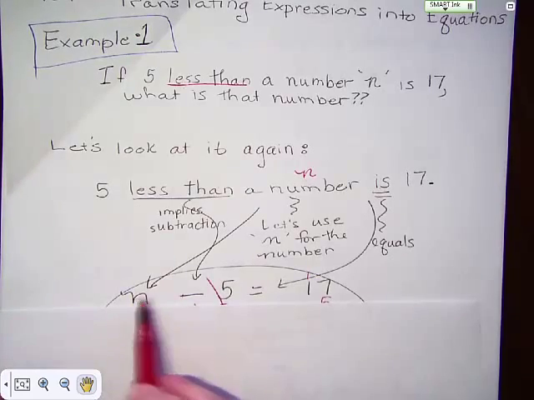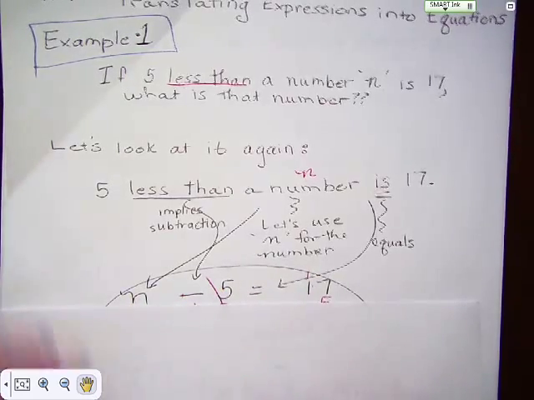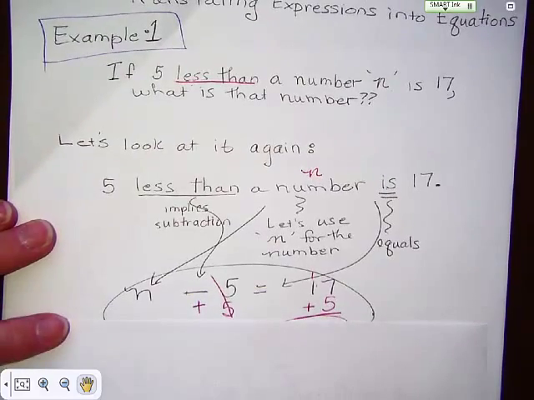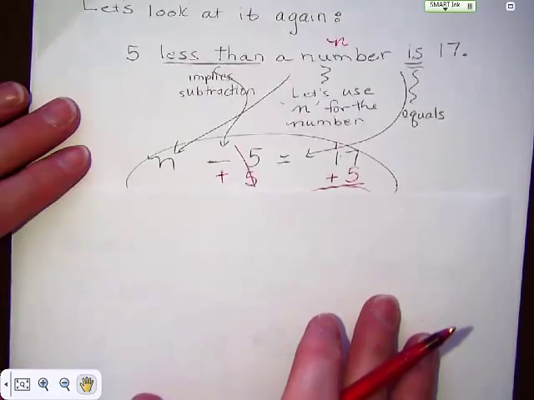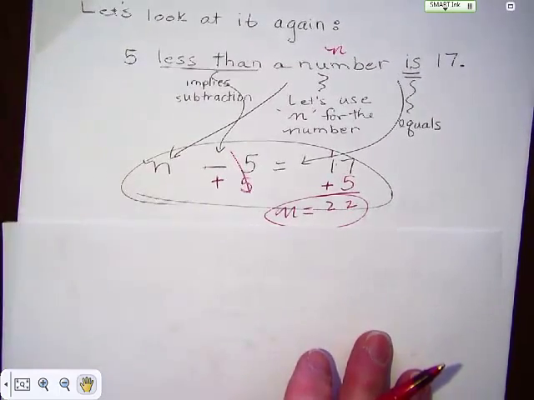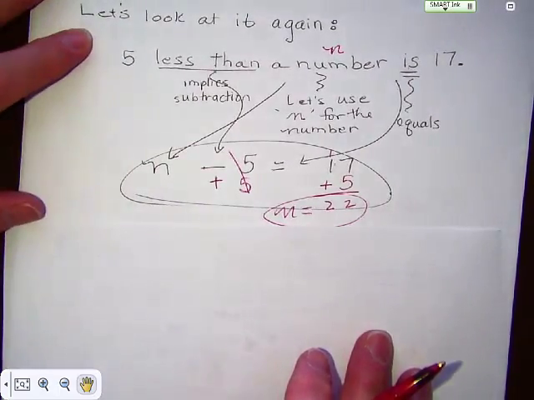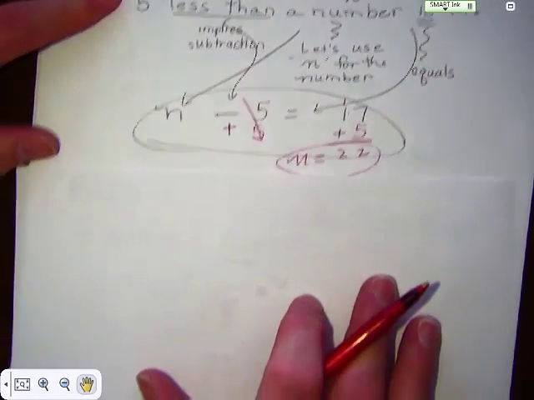So this is what we end up with: n, which is a number, minus that 5 is equal to 17. And of course, if you solve for it, you have to add 5 to both sides. And when you do that, you get 22. And so there is the answer to that. That really wasn't as hard as it looked.